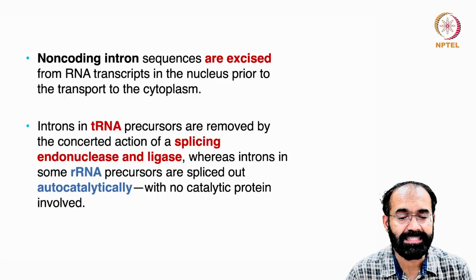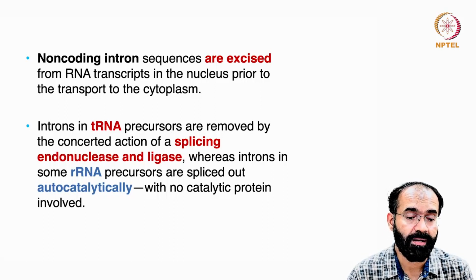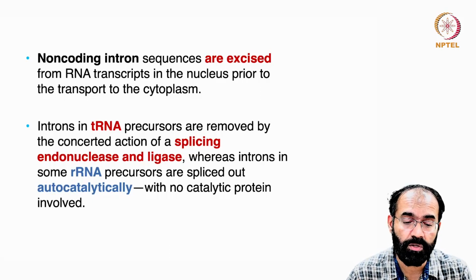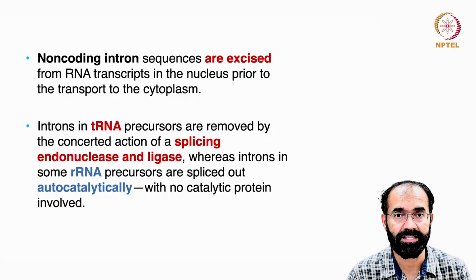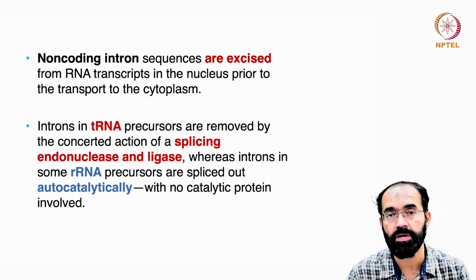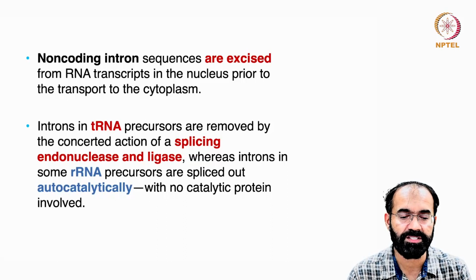So introns in the tRNA precursors are removed by the concerted action of many of these enzymes, and the introns of some ribosomal RNA precursors are spliced out automatically, and we call it autocatalytic action. Autocatalytically they are removed with no specific protein catalyst getting involved. So in some cases, it's not a rule, it is capable of doing that, similar to what we saw in group 1 and group 2 introns. So we are talking about certain ribosomal RNA.